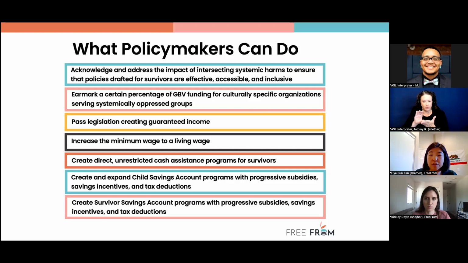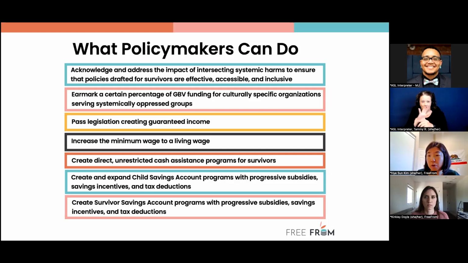Policymakers should also support survivors in increasing access to cash by passing legislation creating guaranteed income, increasing the minimum wage to a living wage, and creating direct, unrestricted cash assistance programs for survivors. We highly recommend that you read our Trust Survivors Report, which lists survivor-informed recommendations on how to create an effective, inclusive, and accessible cash assistance program.